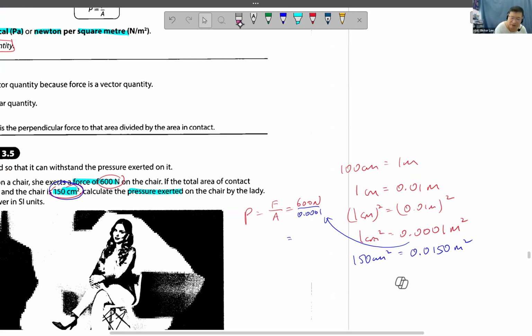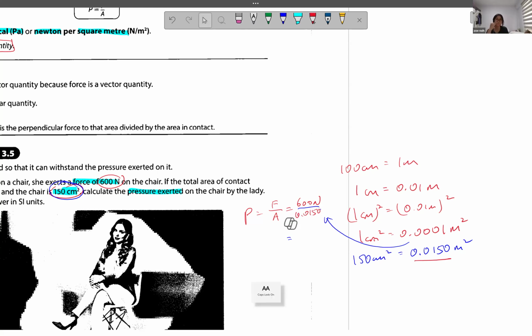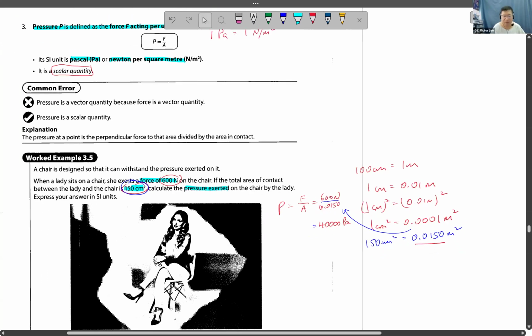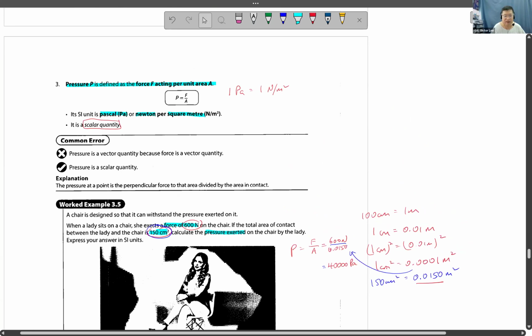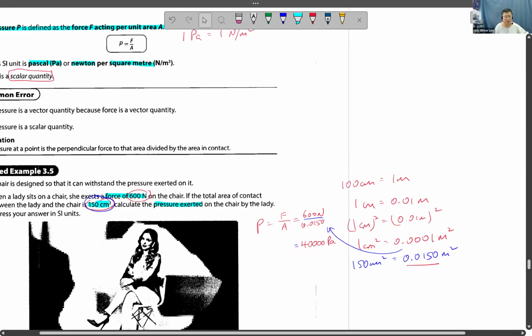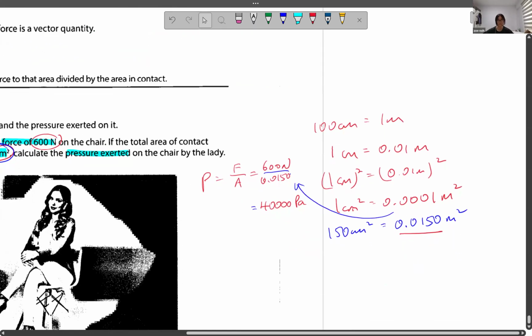So I'm going to put this value inside, 0.015, and let me press the calculator. 600 divided by 0.015. Answer is 40,000 Pascal. Okay? There you are. Either I can put Newton per meter square, the SI unit, or put Pascal. Are you with me? Yeah. Okay, I stop for a short while. Is there any question?